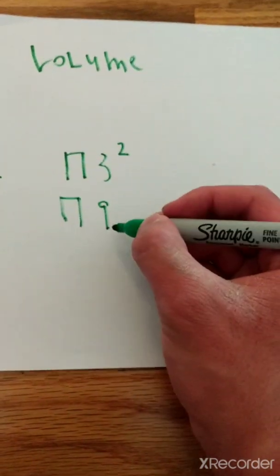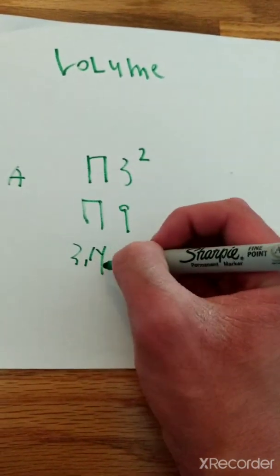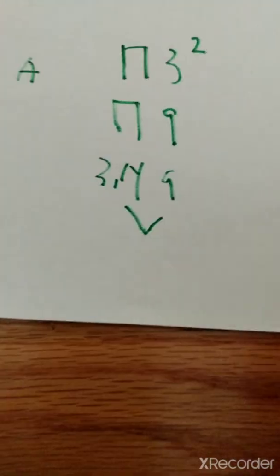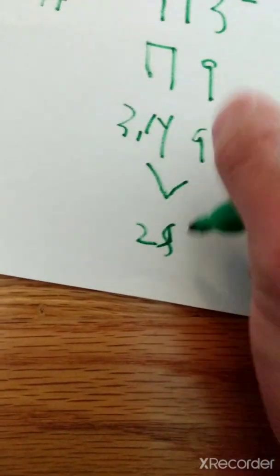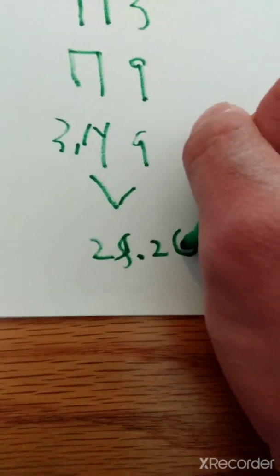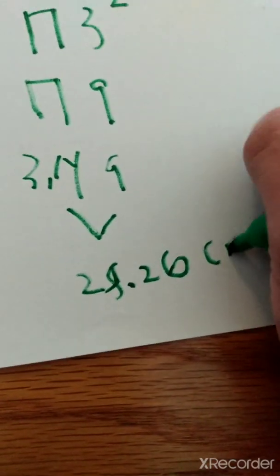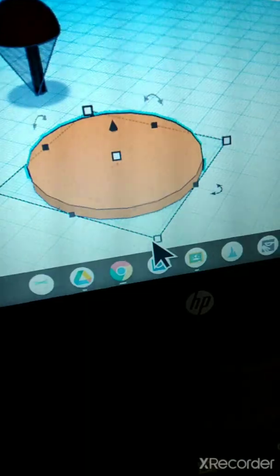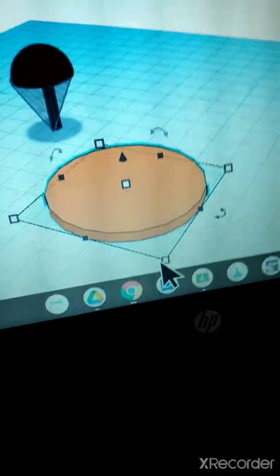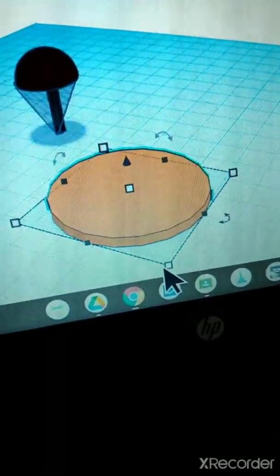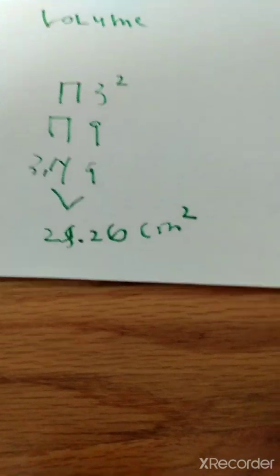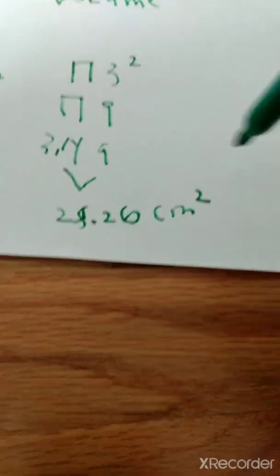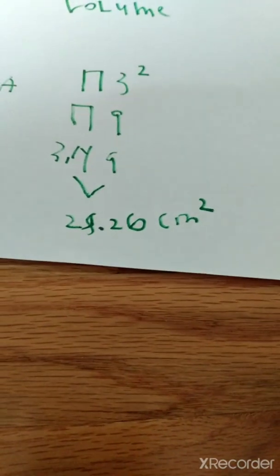So, pi multiplied by 9: we use 3.14, multiply it by 9, and we should get an answer of 28.26 centimeters squared. And that is our answer for finding the volume for the circle. Actually, finding the area of the circle, because a circle is a 2D shape, not a 3D shape. That's why we use squared, not cubed. Cubed would be for 3D shapes.